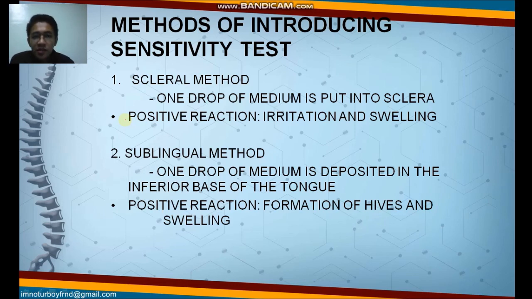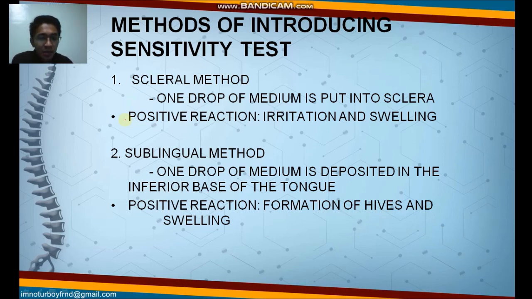Okay, so methods of introducing sensitivity test. Number one, we can introduce the sensitivity test. These are actually the old methods. Scleral method, one drop of contrast medium is put into the sclera of the eye of the patient. So we drop the contrast material in the patient's eye. Okay, so positive reaction is irritation and swelling. But of course, the patient's eye will really be irritated.